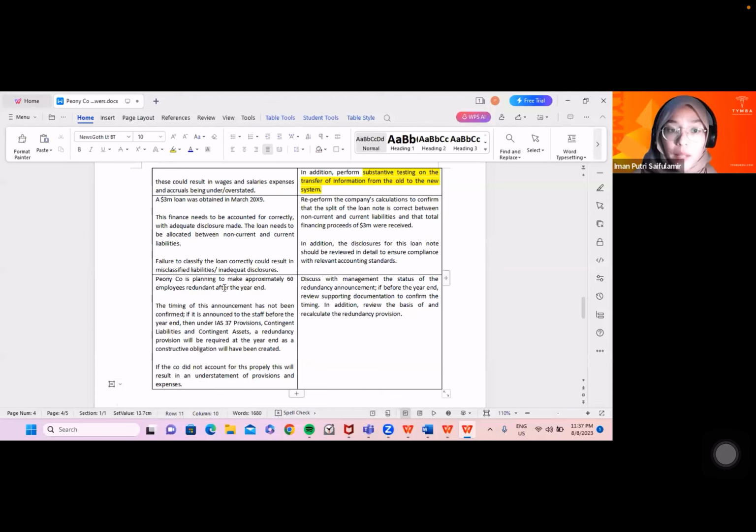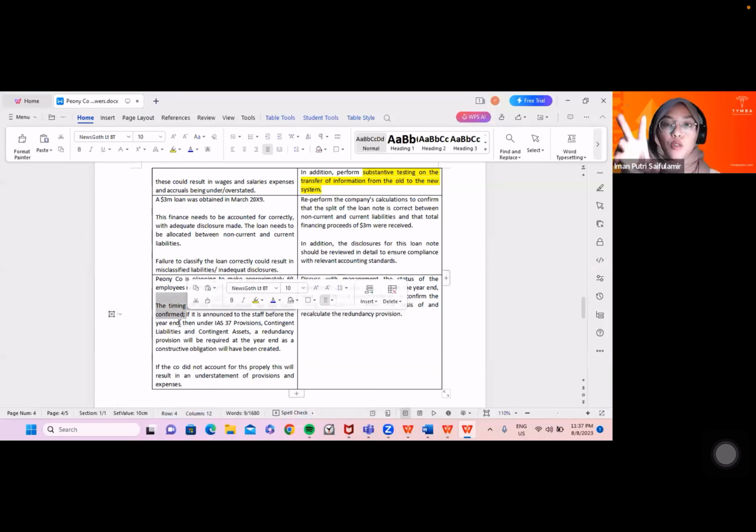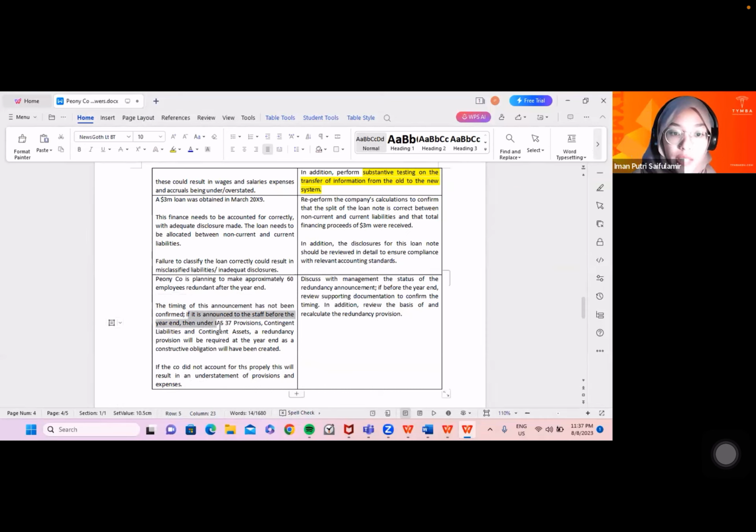So again, as per IAS 37, as at the year end, the timing of this announcement has not been confirmed. From the scenario, they said that it may be in May 2025. So we have to talk about how, if it is announced before the year end, then a redundancy provision will be required as a constructive obligation will have been created. So instead of me going one by one and explaining what IAS 37 requires, I immediately applied it.